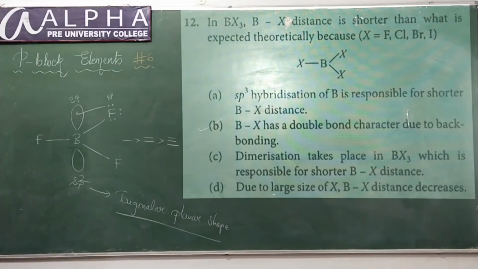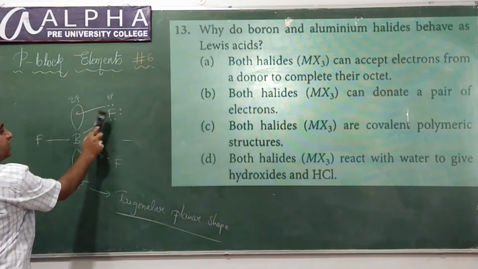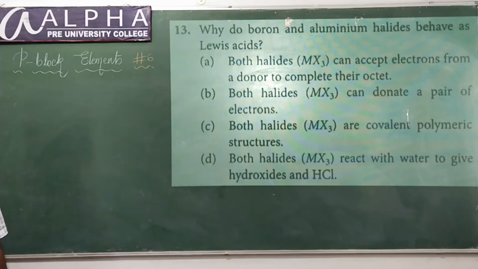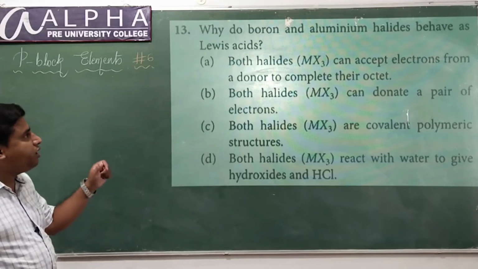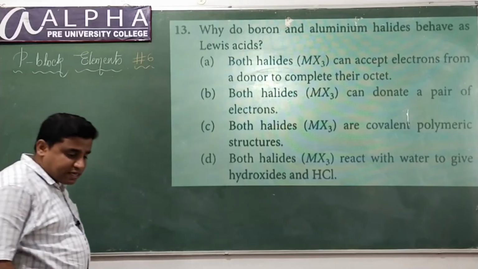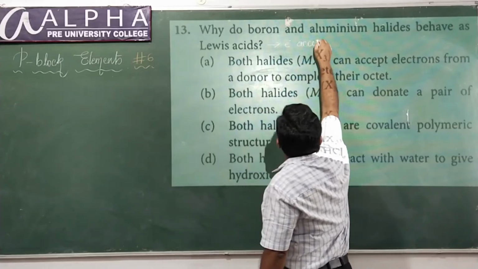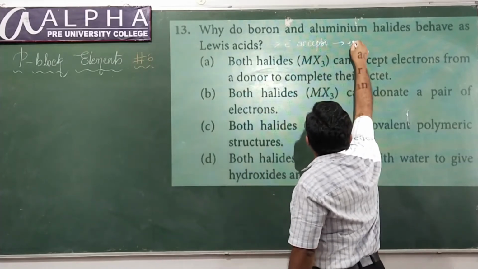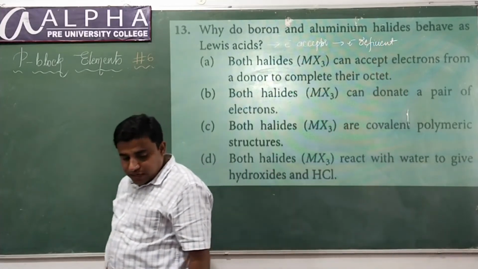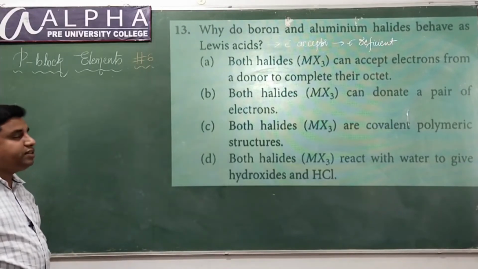Okay, next question. Why do boron and aluminium halides behave as Lewis acids? Very simple question which has already been explained in my video lecture 4 and video lecture 5. Why do boron and aluminium halides behave as Lewis acids? What are Lewis acids? They are electron acceptors. Why do they accept electrons? Because they are electron deficient. Since they are electron deficient, they accept electron pairs. That is why they are called Lewis acids.